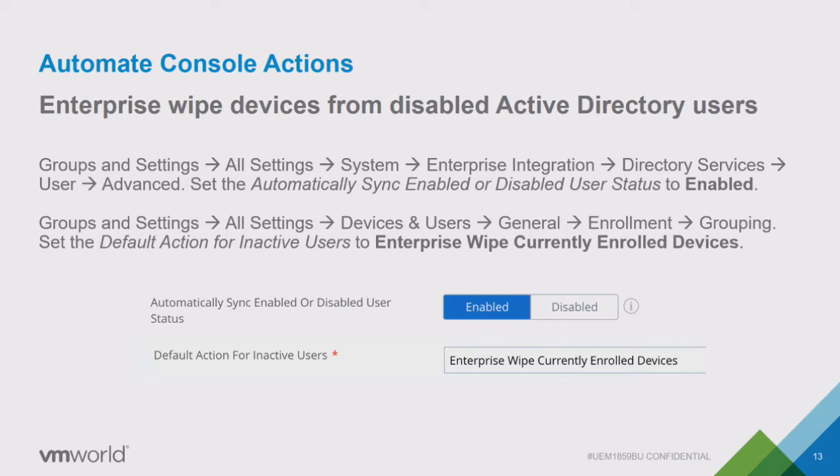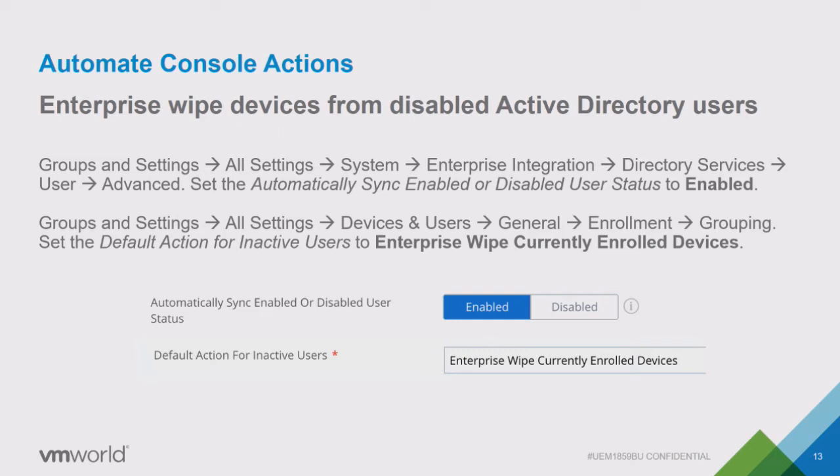The first of them is to sync the disabled status inside of Active Directory into the AirWatch console. And the second one is to create a default action for what happens when the user account comes up as disabled or inactive. So you see here that we have automatically sync the disabled status, and then from there we want an enterprise wipe of enrolled devices for that user that is disabled. We can make that the default action there.